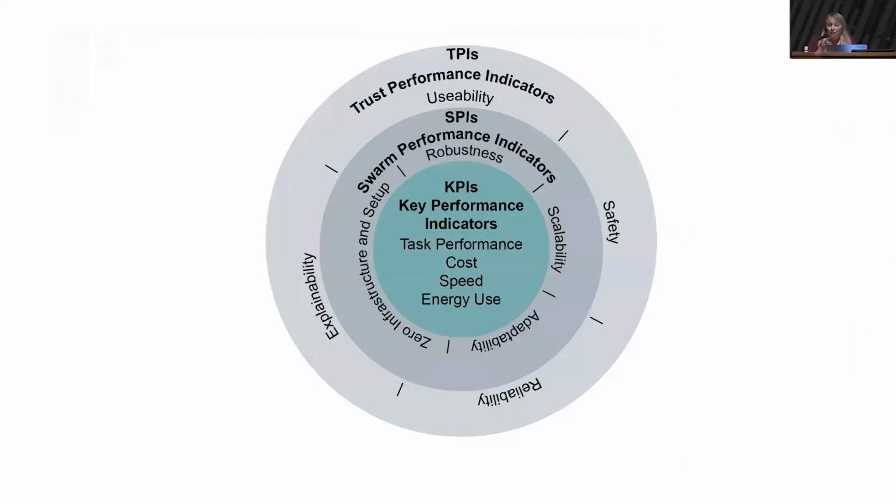So if you think about this as layers, we start with KPIs, what everyone wants to optimize. I think the swarm performance indicators, the next layer, is what allows us to be out of the box. And then the trustworthy performance indicators or trust performance indicators is the last layer, and that's what allows us to ultimately make swarms for people.